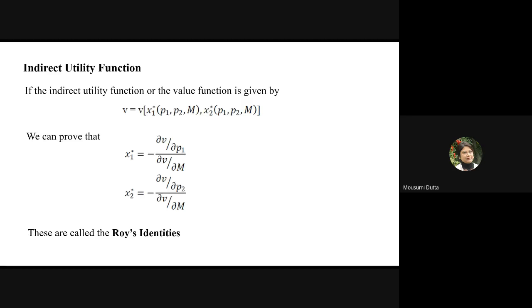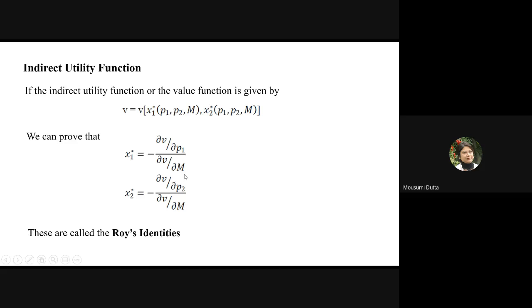Okay, so now I'm considering the value function, or the indirect objective function, or indirect utility function. Here the objective function is the utility function, so I'm talking about the indirect utility function. So the indirect utility function will naturally be given by v, which is a function of x1 star and x2 star. x1 star is a function of p1, p2 and m. x2 star is also a function of p1, p2 and m. Our objective is to find the values of x1 star, x2 star, starting from the indirect value function, or indirect utility function.